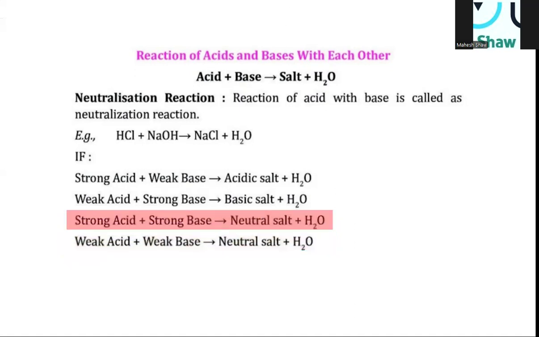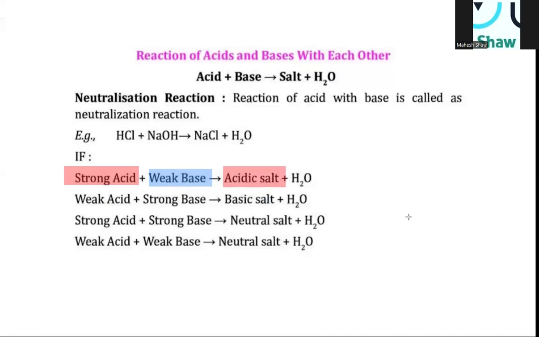But if I take a strong acid and it reacts with a weak base, then the salt so produced will be acidic. That means this salt will turn blue litmus red. Similarly, if I take a strong base and it reacts with a weak acid, then the salt so formed will be basic in nature. This will be a basic salt.